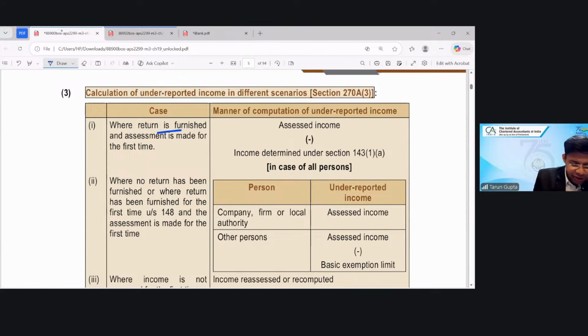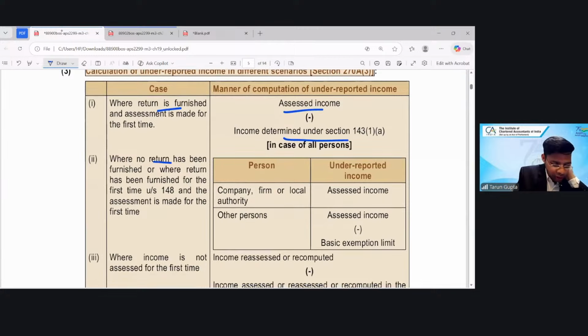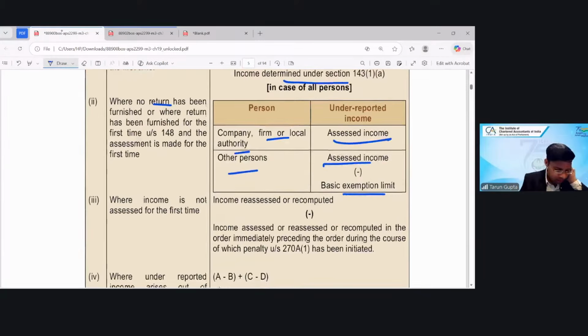So where a return is furnished, the underreported income is assessed income minus income determined in the intimation. Where no return was furnished, then in case of a company, firm, or local authority, it is the income assessed. Why? Because in case of a company, firm, or local authority, there is no basic exemption limit. They are straightaway taxed at the fixed tax rate, 30%, 22%, whatever. So in this case, the basic exemption limit is 0. In any other case, it is assessed income minus the basic exemption limit.